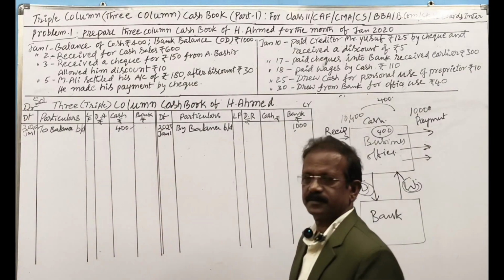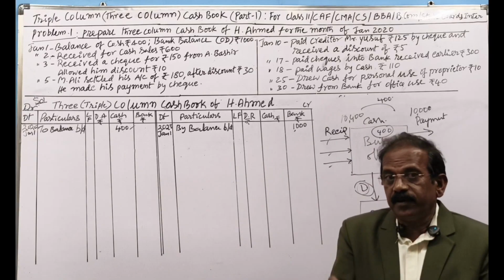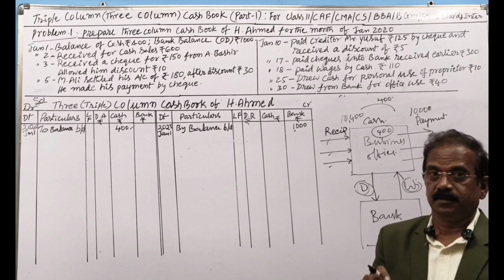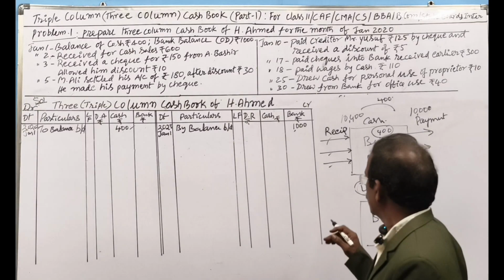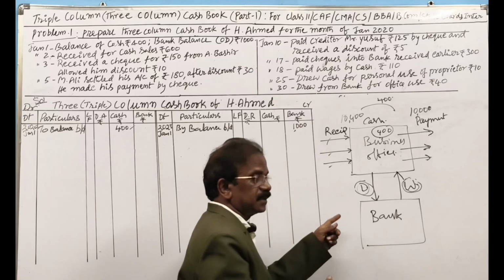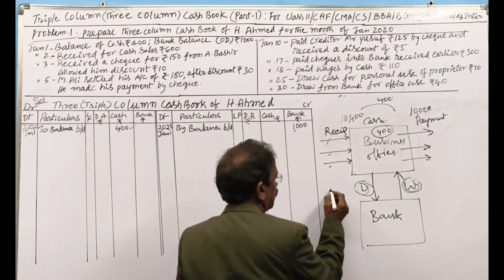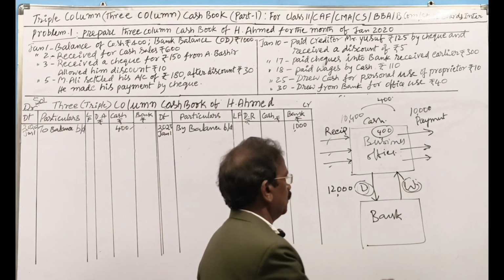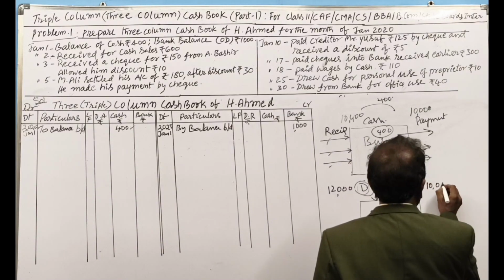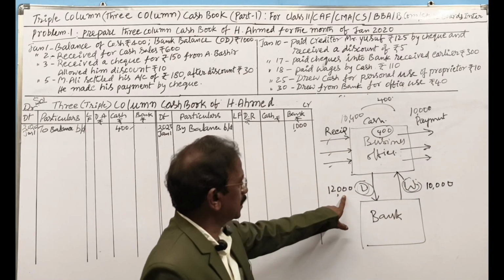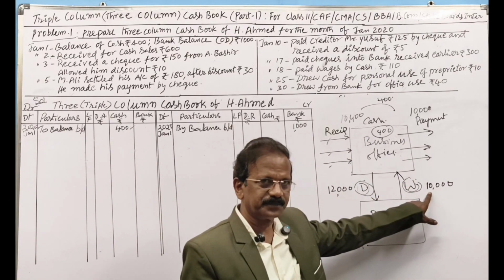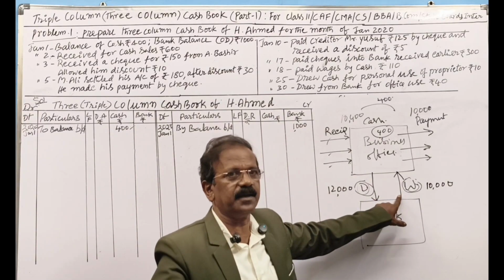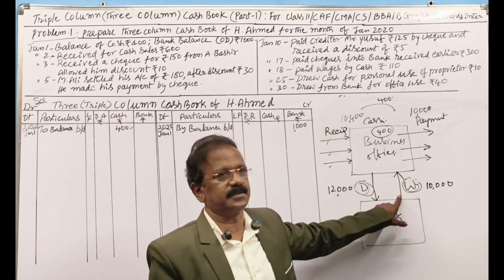In case of bank, we may have favorable balance with the bank or unfavorable balance with the bank. The favorable balance means last month we deposited more amount. For example, 12,000 we deposited, and in the last month we withdrew 10,000 rupees. Deposits 12,000, withdrawals 10,000. It means still 2,000 cash balance is there in the bank. It is our money. That is called favorable balance.